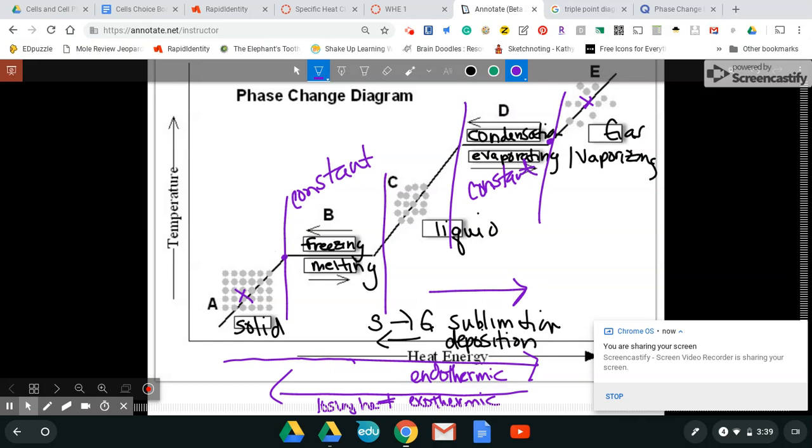So we're going to be calculating how to go from these different phases. And it's not that it's hard, it's just kind of a lengthy process. So that's a typical phase change diagram.